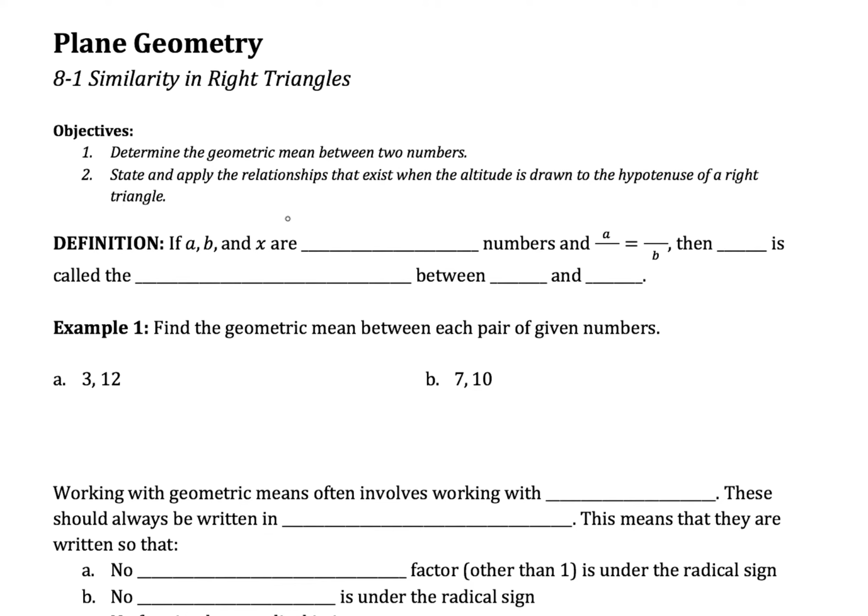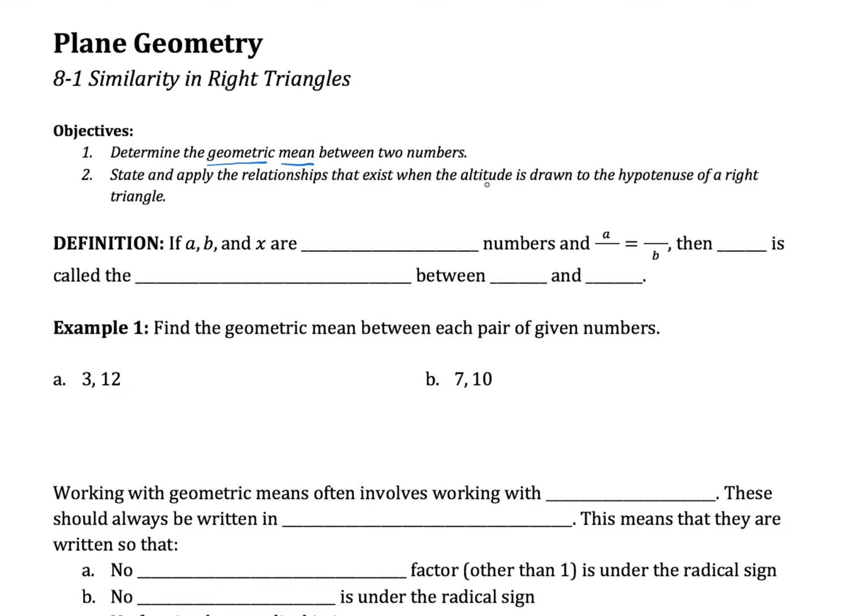Hi guys. For this video we're going to be taking a look at section 1 of chapter 8, and we're actually going to be breaking that section down into two videos. So this will be part 1, where we are going to learn about a new term. It's right up here. It's called the geometric mean between two numbers.